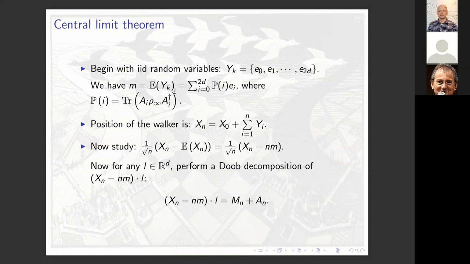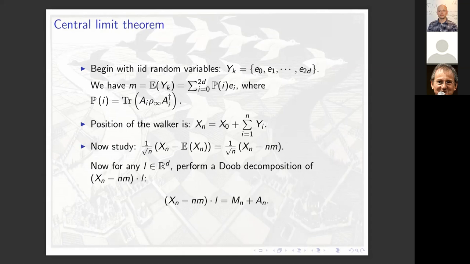The position of the walker is given by this expression here. This would be the position at time n, and X0 would be the initial position, which you can choose to be 0. It's then given as a sum of all of these y's. At the first time, you choose from this set and get a particular e value, and you move in that direction. The next time, you choose again, get another e value, and move in that direction, and so on.